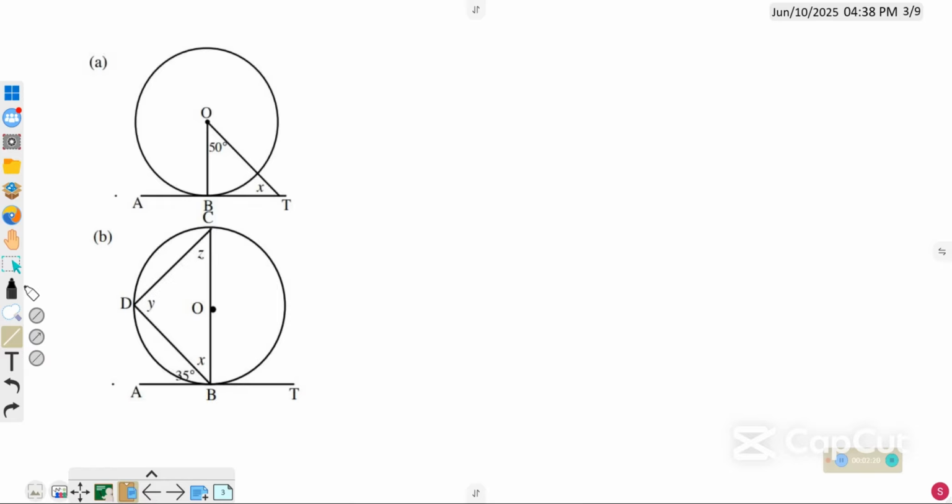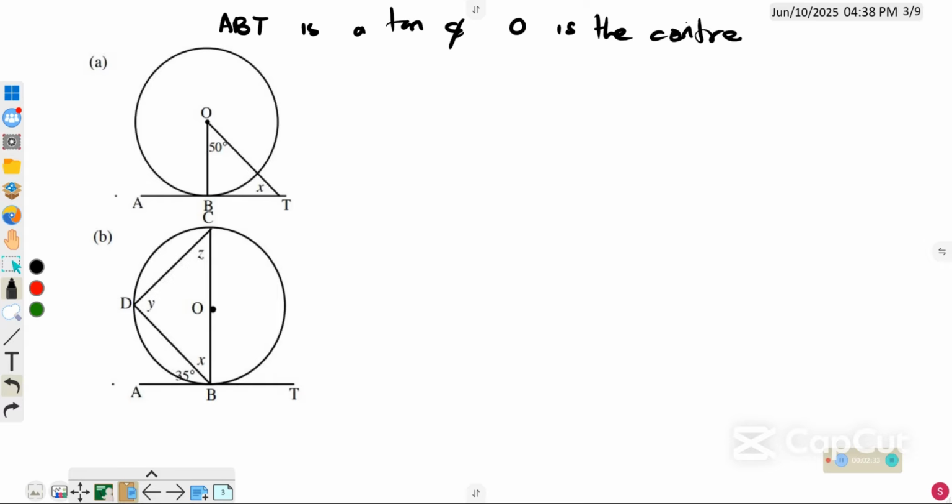Look at that. Given that APT is a tangent, so in all these problems, APT is a tangent and also O is the center. Right, and O is the center of the circle. So what we have is find angle X. Before we can find X, what do we need to do? We first need to find that angle there.